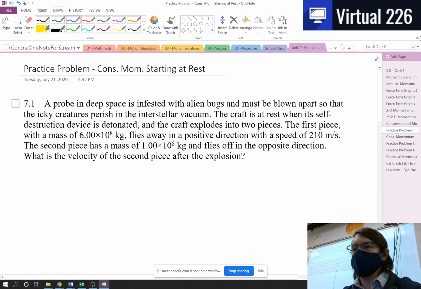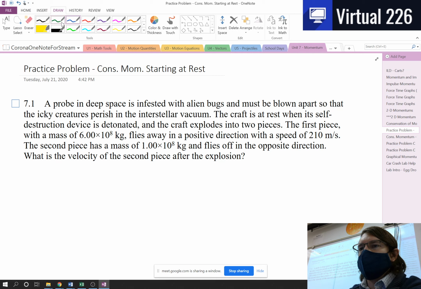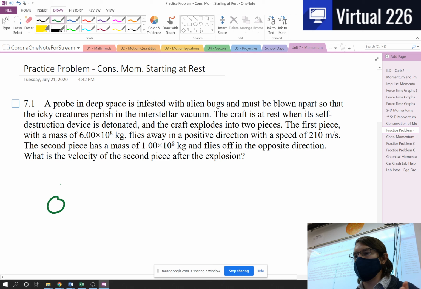Alien. Okay, so we got a probe in deep space, like I said, infested with alien bugs, and it's going to be blown apart so that the aliens perish in space. We know the spacecraft is at rest, so it has an initial momentum of 0. Okay, so our initial momentum is 0 here. And then when it blows up, we have 2 pieces of the craft.